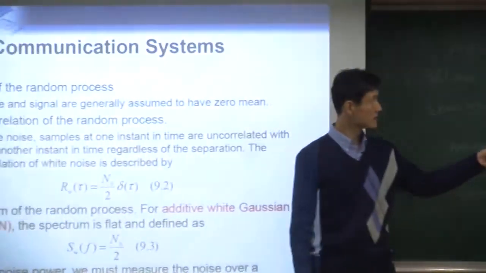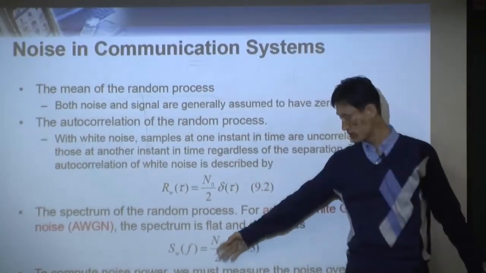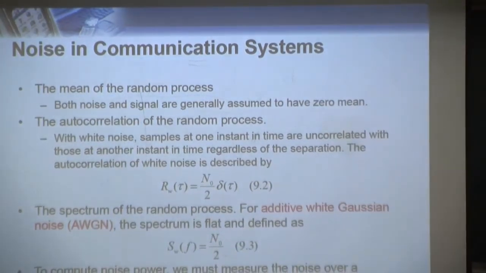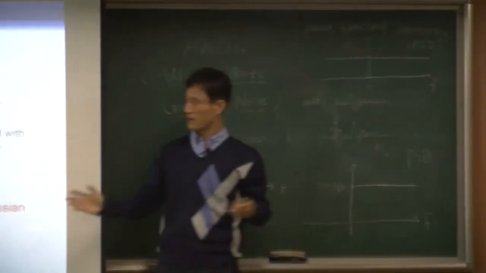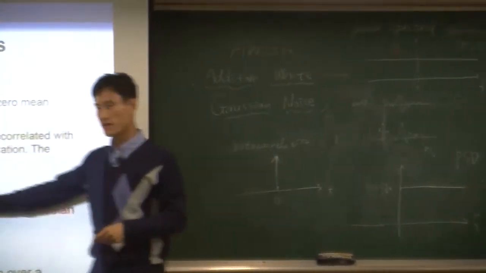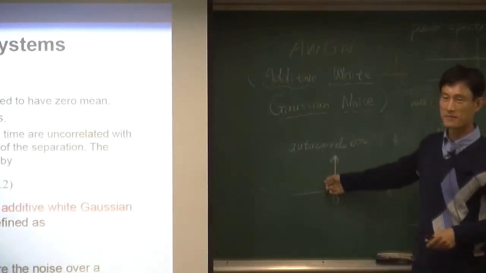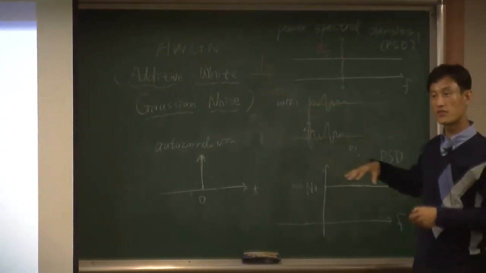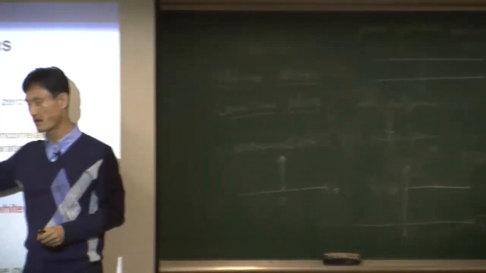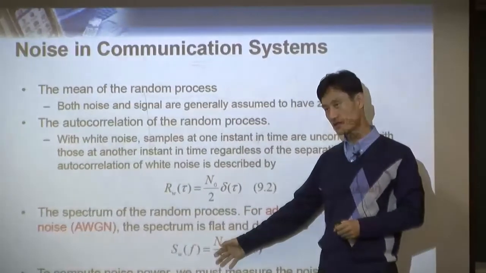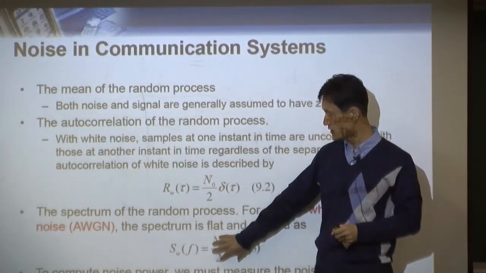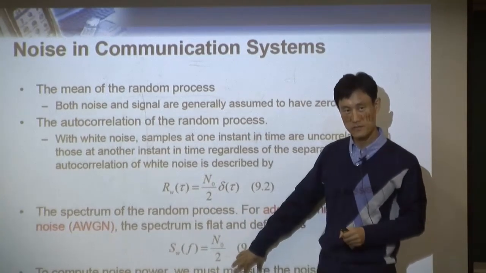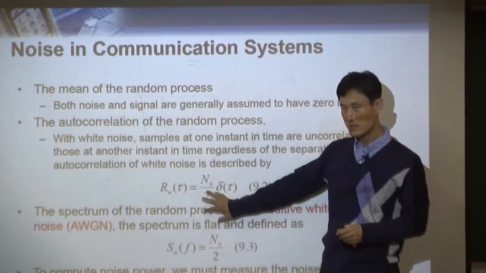Since this is flat, this is a constant. This equation and this picture are the same thing, and that picture in autocorrelation is the same. And what was the relationship between autocorrelation and power spectral density? This is a Fourier transform relationship. So this equation here in the time domain and this relationship in the power spectral density, these two are a Fourier transform pair. That's what you need to remember.